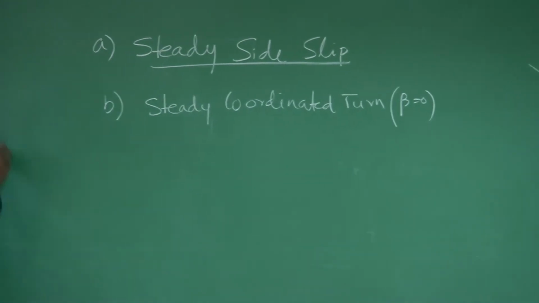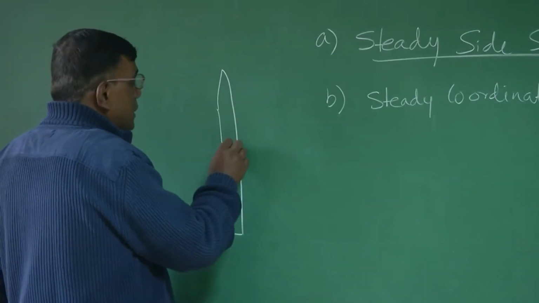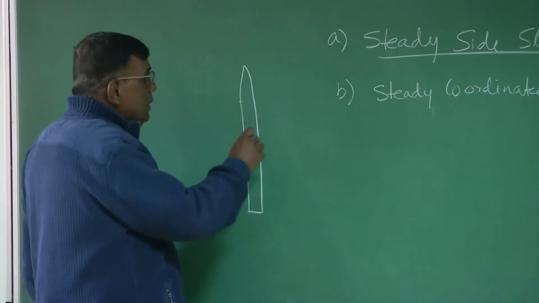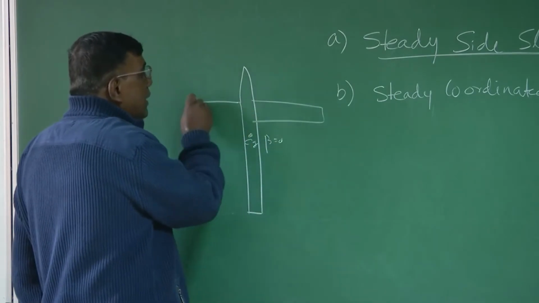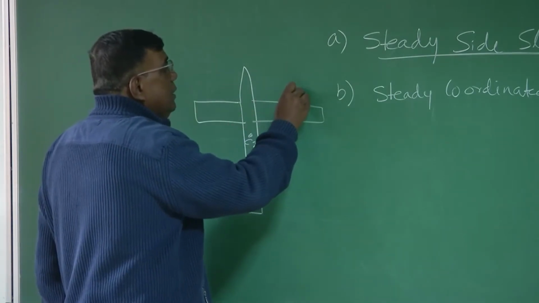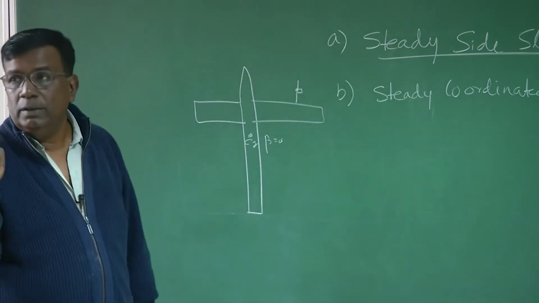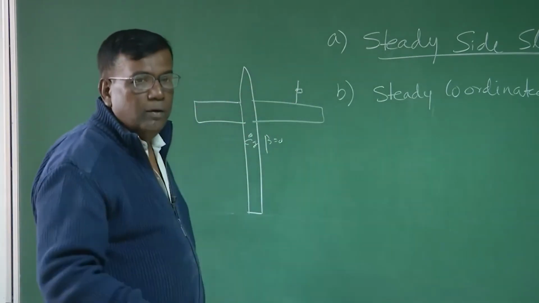And suppose if you are taking a steady coordinated turn, beta is 0 at CG, because turning about the CG like this, right? Here is beta 0. But if you put a sensor, say angle of attack vane or side slip vane somewhere here, then at this point beta is not 0. Because at this point, whatever turn rate is there divided by speed, you can find out what is the beta.